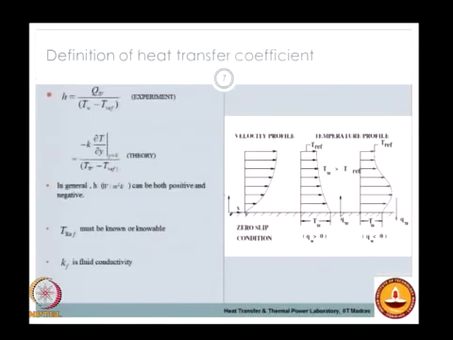Now coming to the definition of the heat transfer coefficient: whenever we look at convective problems, we want to define the rate of heat transport from the surface, and we do this by defining what is called a heat transfer coefficient, which is defined as the ratio of the heat transfer rate from the surface to the temperature difference. The temperature difference usually is between the wall temperature and some reference temperature.